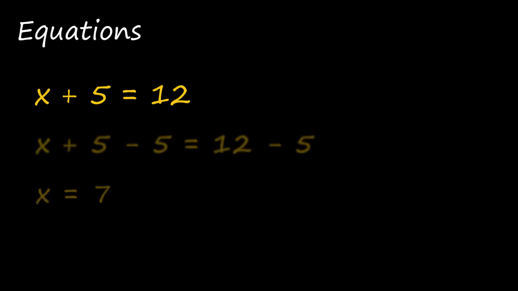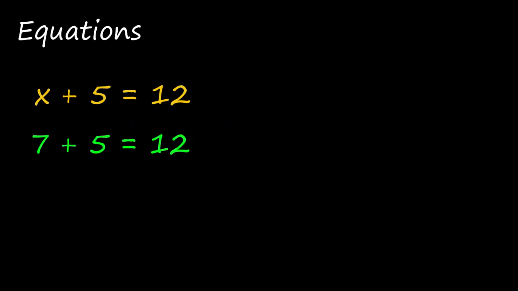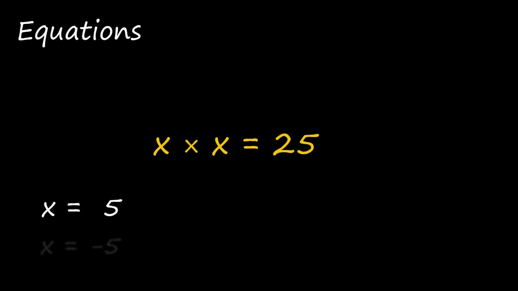Let's verify it. Replace x with 7. 7 plus 5 equals 12. The equation is true. Why do equations matter in zero knowledge? Imagine I claim that I know a secret value. Let's call that value x. I also claim that x multiplied by x equals 25. The secret value could be 5 or negative 5.